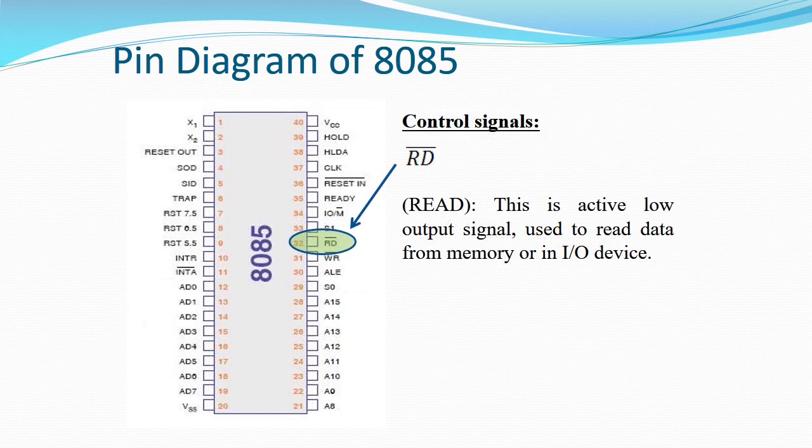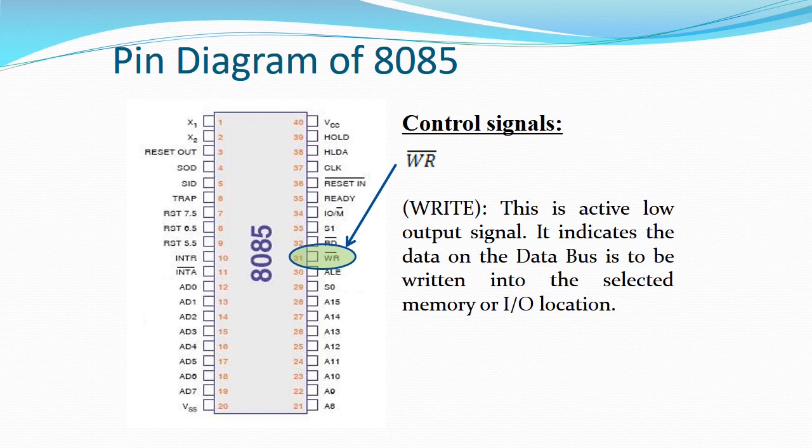The next pin is called RD bar. Here you can see that the pin is highlighted. This signal is used to read data from an input device or a memory. Whenever this signal is asserted low, meaning that it becomes logic 0, then the address bus will generate an address, and from that address the data will be read.